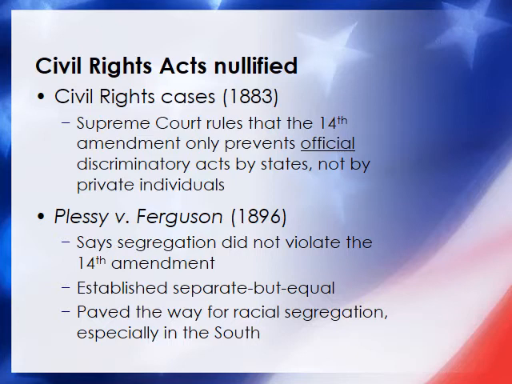The 14th and 15th Amendments are effectively nullified. So are the civil rights laws that supported those amendments to the Constitution by several conservative Supreme Court rulings. In 1883, the Supreme Court rules that the 14th Amendment only prevents official discriminatory acts by states, not by private individuals, not by private organizations. And a political party would be considered a private organization, for example.